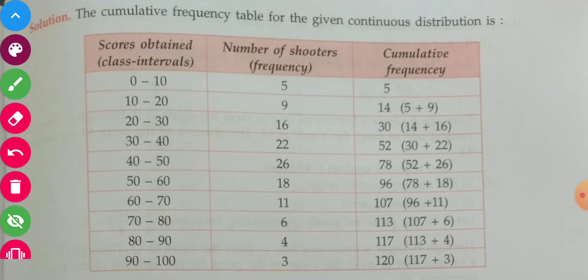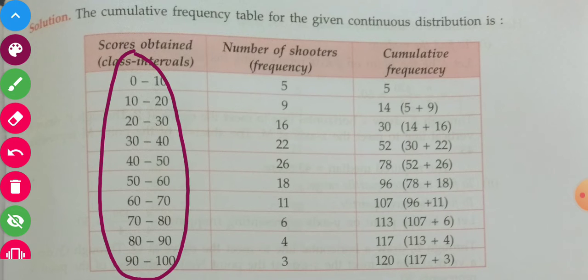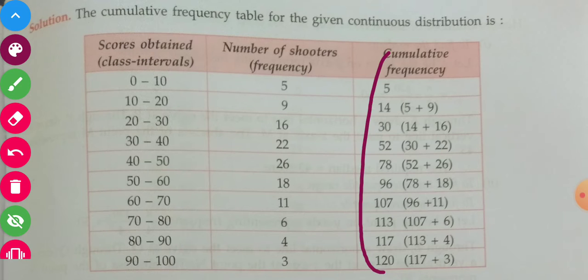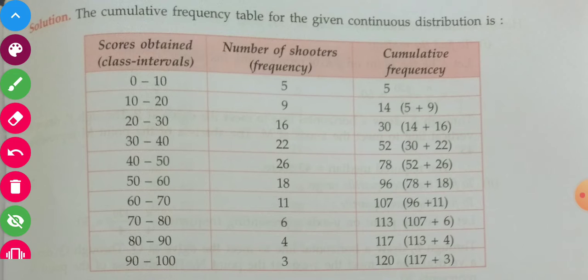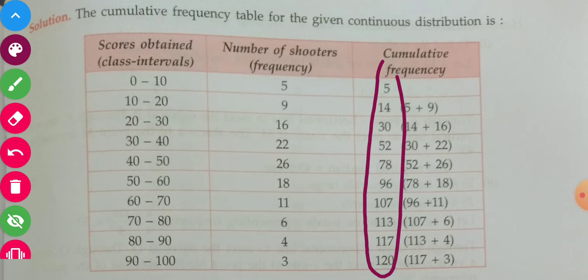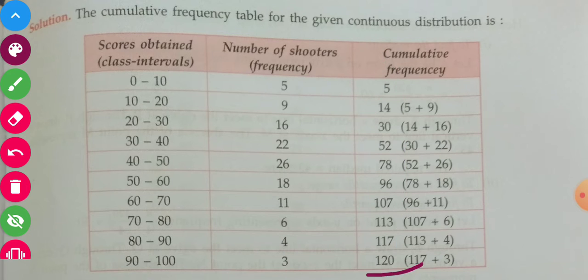Once my cumulative frequency table is ready, I will take the class on the x-axis and plot the cumulative frequency on the y-axis. Suitable scales can be taken here. The class interval is 10, and for the frequency, the smallest value is 5 and the largest is 120.